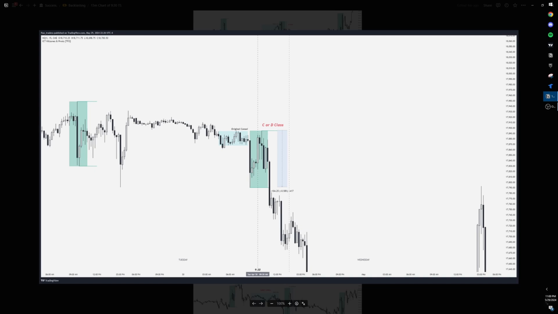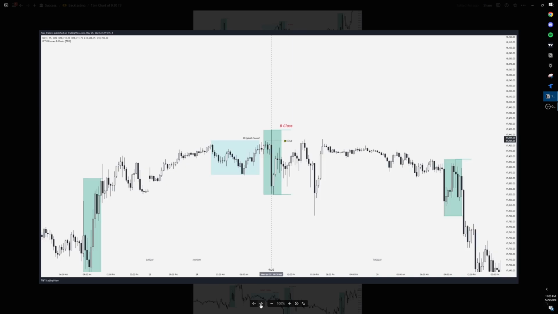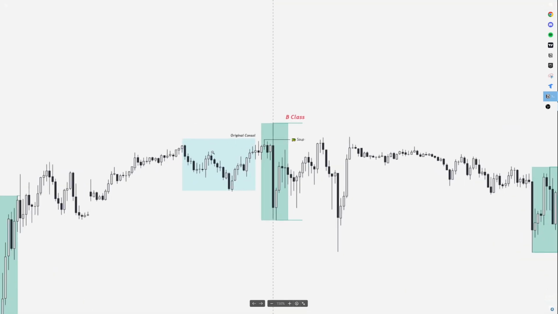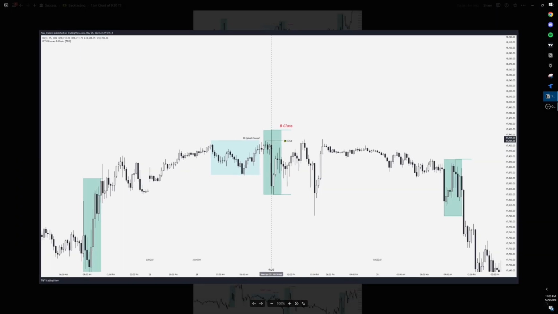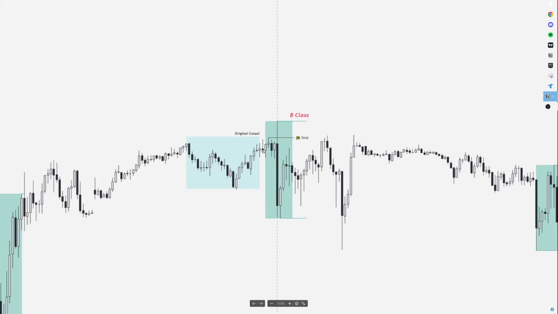We'll find the good ones. Another example where it ends at 10 o'clock. B class, beautiful. Original consolidation all throughout before 8:30. So look how 8:30 in here with the B class is still consolidating. It's still part of this. There's not really any moves away.